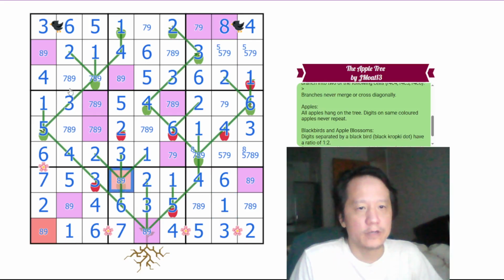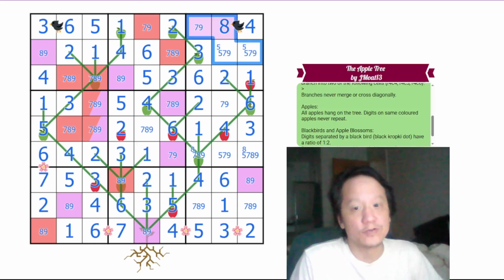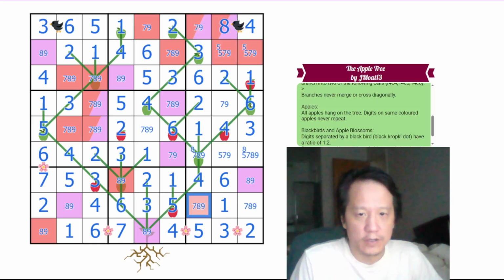Where's red? Red has to be one of these two. Red could be any of these 3. So red is one of these two here. Red could be any of these 4. Red is one of these two. Pink, red can be one of these 3.